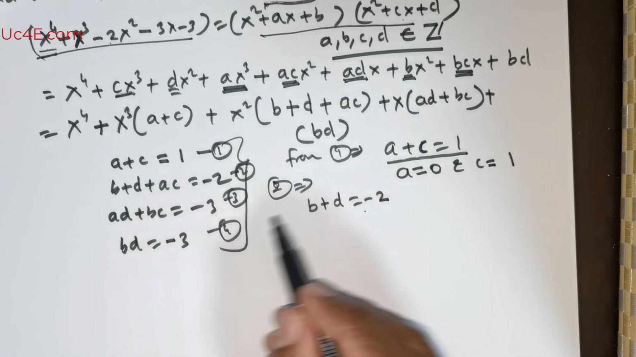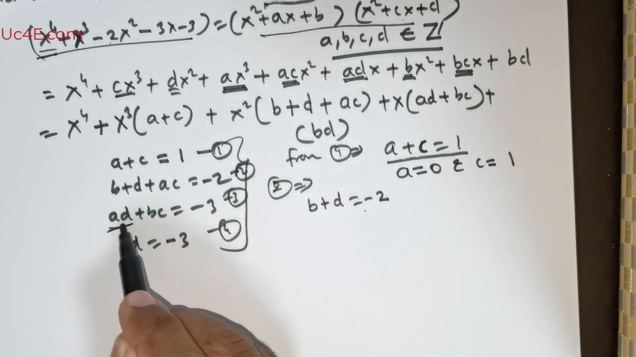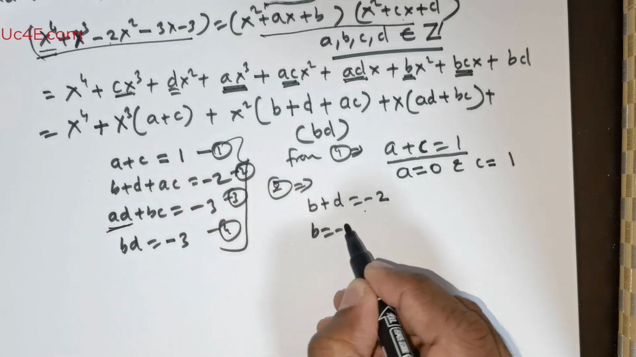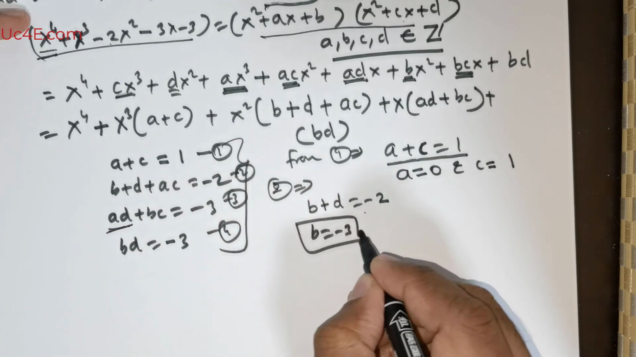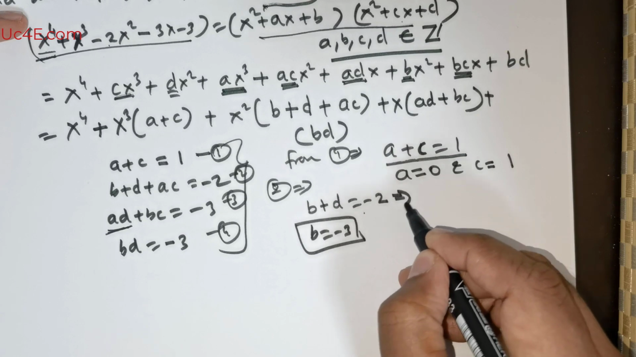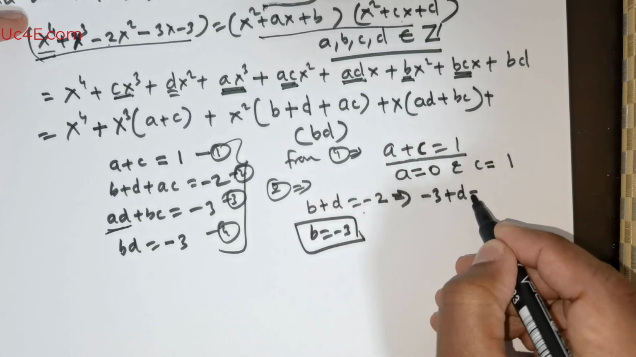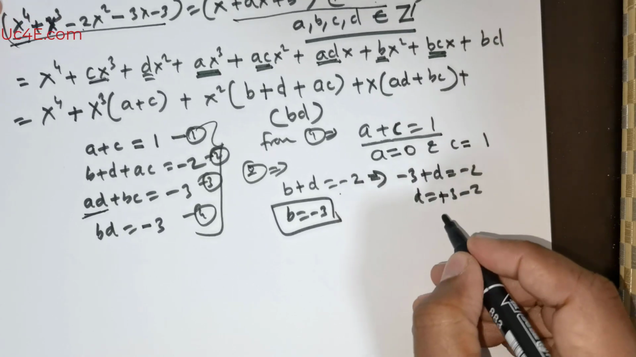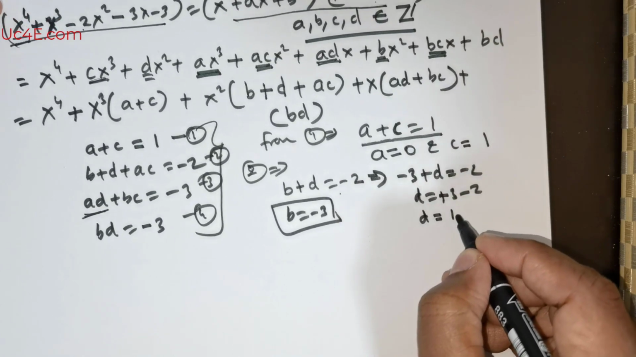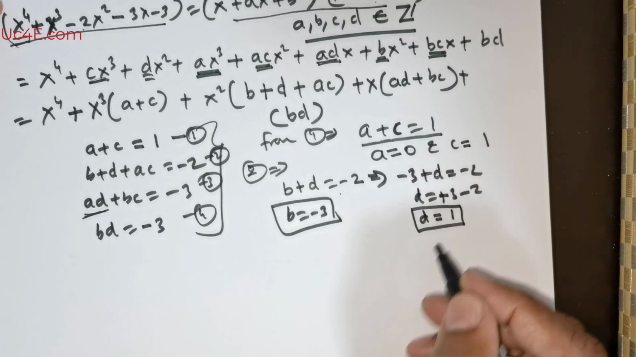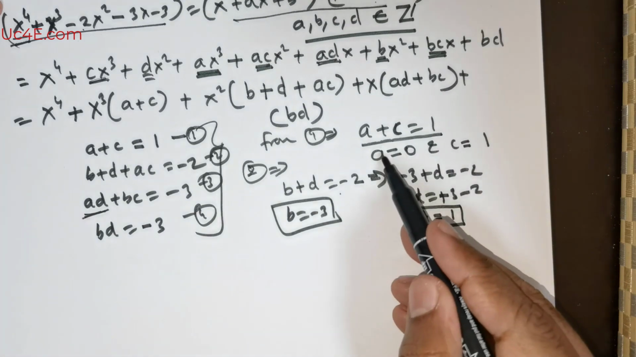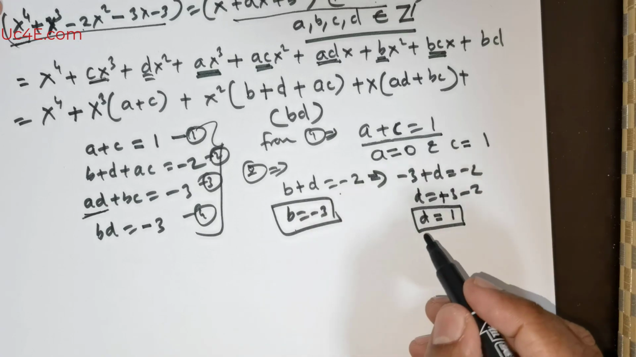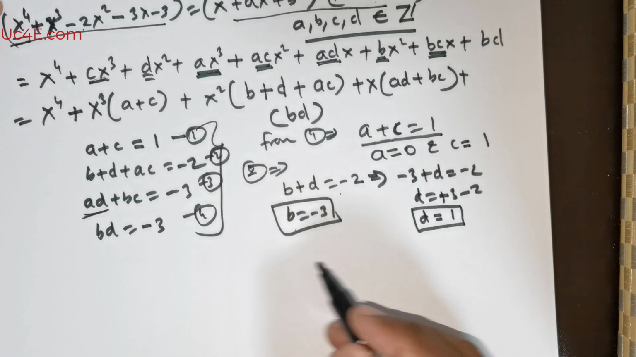Now if a is equal to 0, c is equal to 1. So this would give me b is equal to negative 3. Now if b is equal to negative 3, then this is going to be negative 3 plus d is equal to negative 2, d is equal to positive 3 minus 2. So that would mean my value for d is obtained. d is equal to 1 here. So I've got a, b, c, and d. So that completes our requirement.